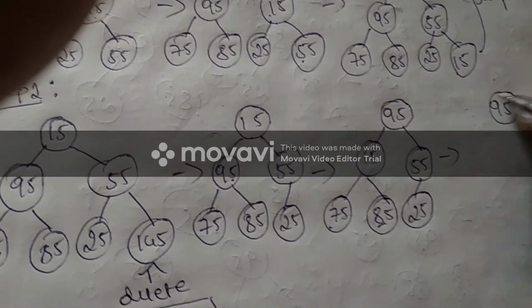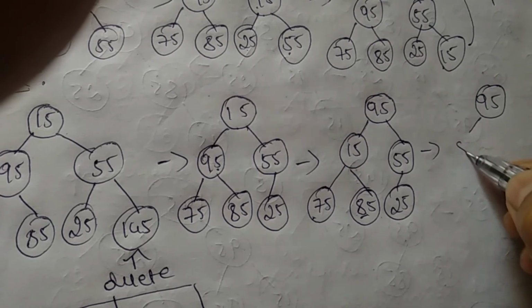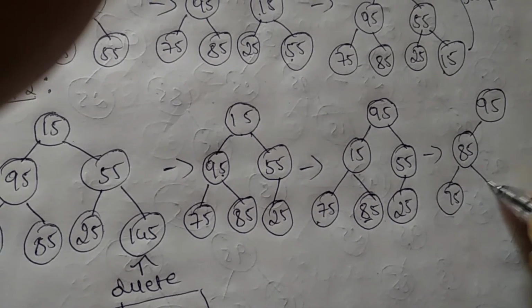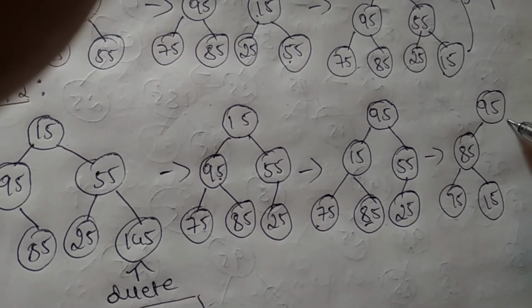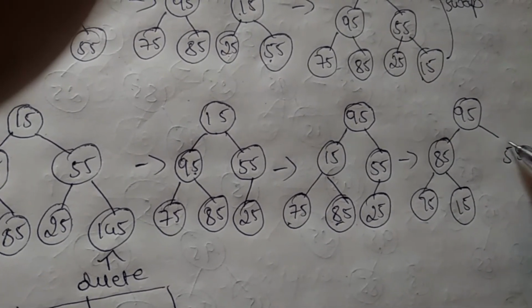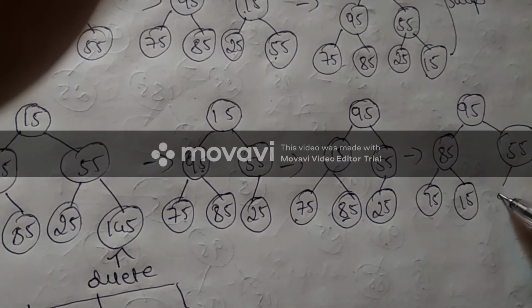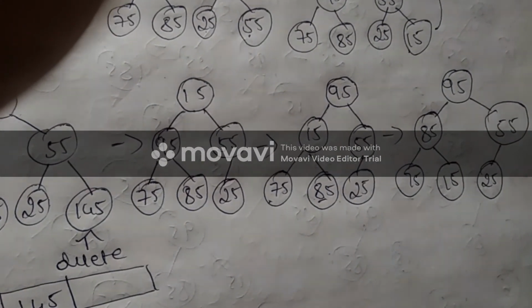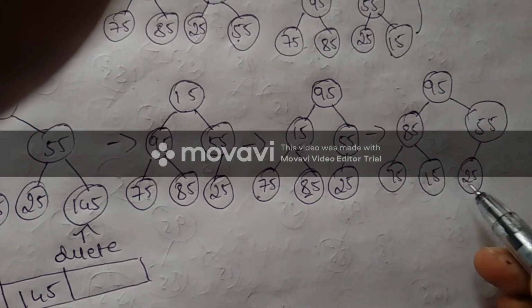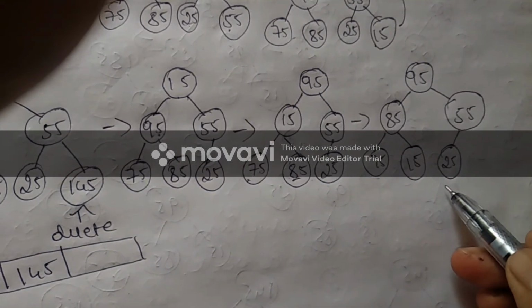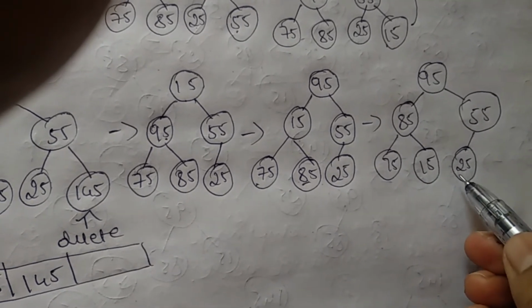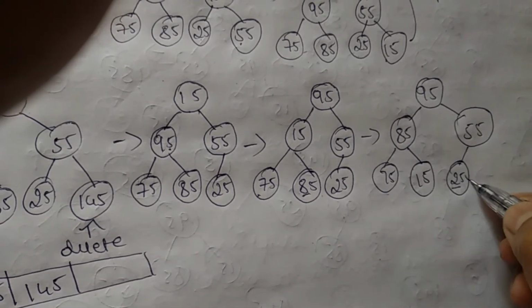So again, I'll reconstruct this one. 85 will come here. 75 remains as it is. 15 will come here. Then this is 55 towards it 25. Now the heap is constructed. Once the heap is constructed, then what you have to do? Again, you have to identify the last element in this level, which is the last element 25.